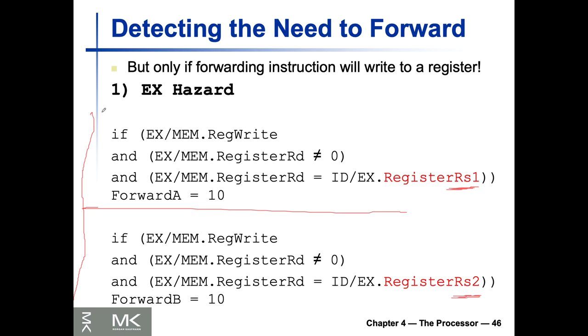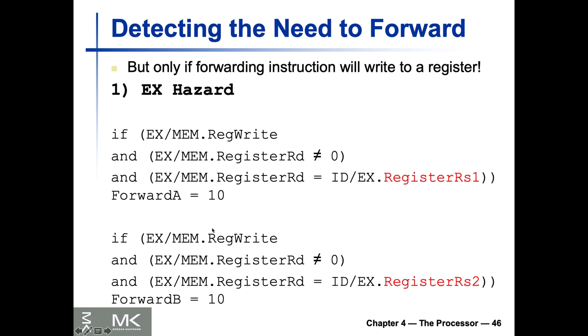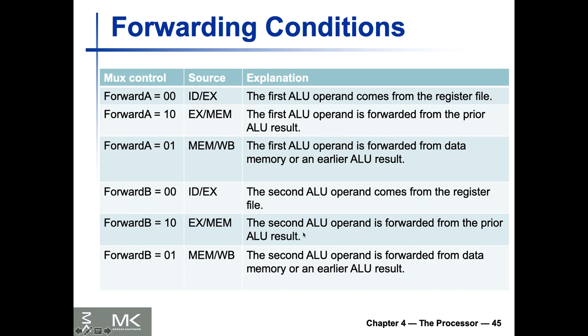So if xmem.register write, so if the actual instruction was a write to a register, which we haven't considered here, it was only read, okay? So we need to consider if it was a write or not, and if the value wasn't zero, and if this one was using RS1, forward A to 10. And we knew that forward A 10, referring to this table, means the second ALU operand is forwarded from the prior ALU result, okay? So that's one condition.